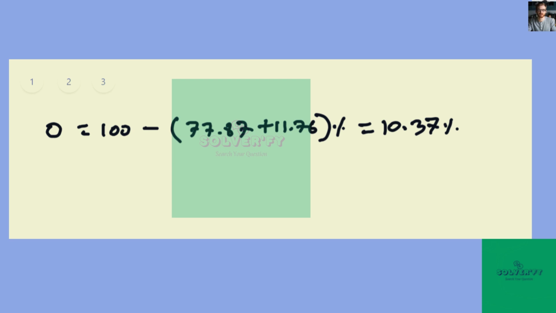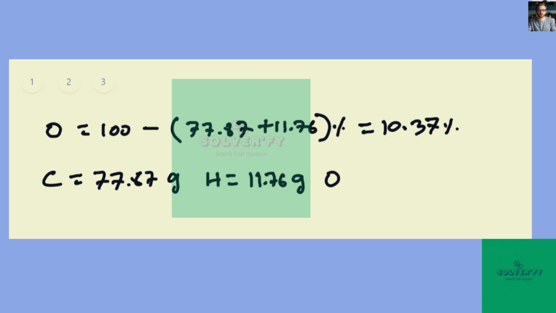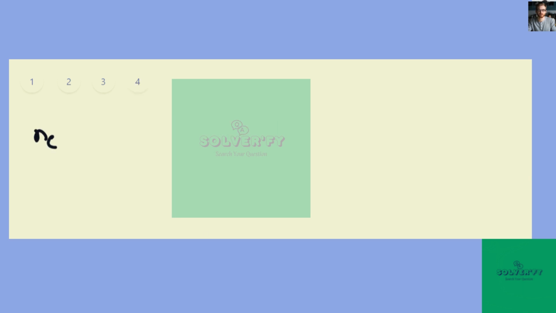So now we know the percentage of each element. Now we'll just consider each percentage as their mass in gram. So the mass of carbon will be 77.87 gram, mass of hydrogen will be 11.76 gram, and mass of oxygen will be 10.37 gram. Now we'll find the number of moles for each element, which we can do by just dividing their mass by the molar mass.